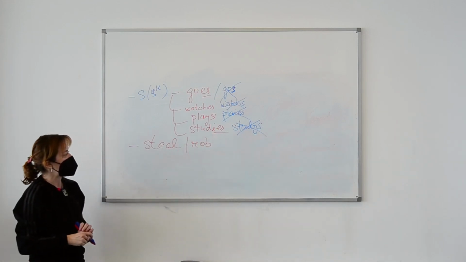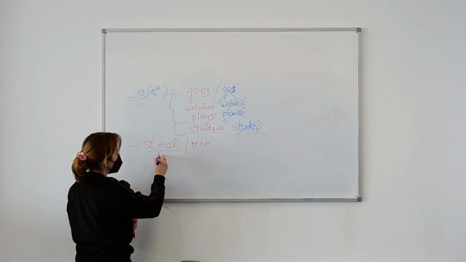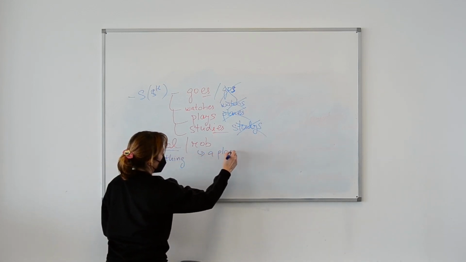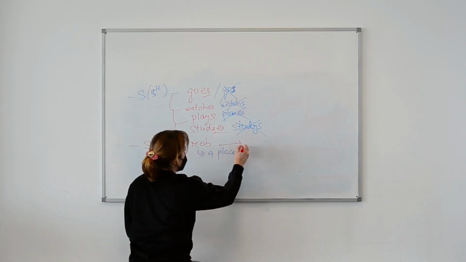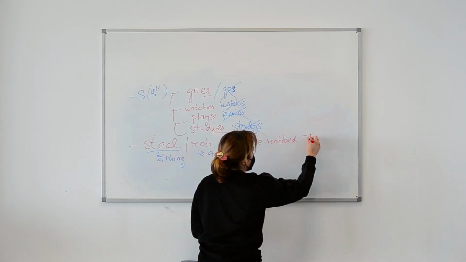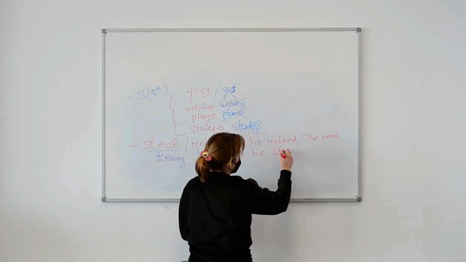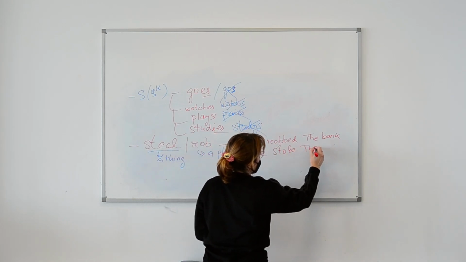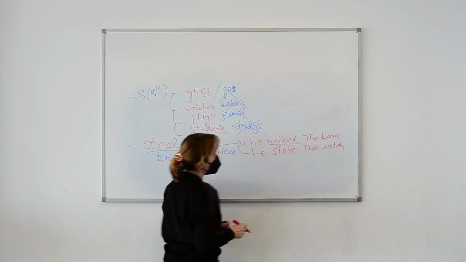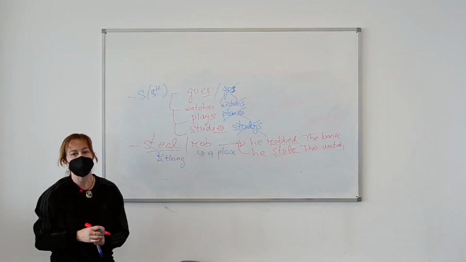These are two verbs that mean more or less the same, but steal means that you steal a thing, and rob refers to a place. It's more general. For example, he robbed the bank and not steal, and he stole, in the past tense, the watch. Okay? In this case, we say rob because the bank refers to a place, and we say stole because the watch refers to a thing.